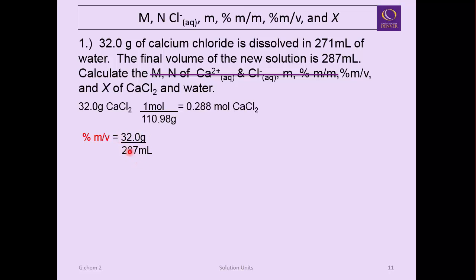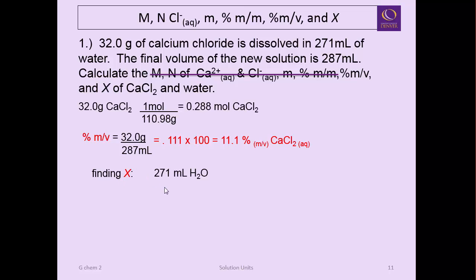Now, in this case, we're once again talking about dispensing. This would be like a medical application. So now I need to know specifically the volume that this 32 grams was dissolved in. In that case, it's 287 mils. I do my calculation times 100, I get 11.1% mass per volume calcium chloride. So what does that mean? That means of every 100 mils that I dispense, 11.1 grams of calcium chloride were dispensed with that. And the last calculation here is finding the mole percent.